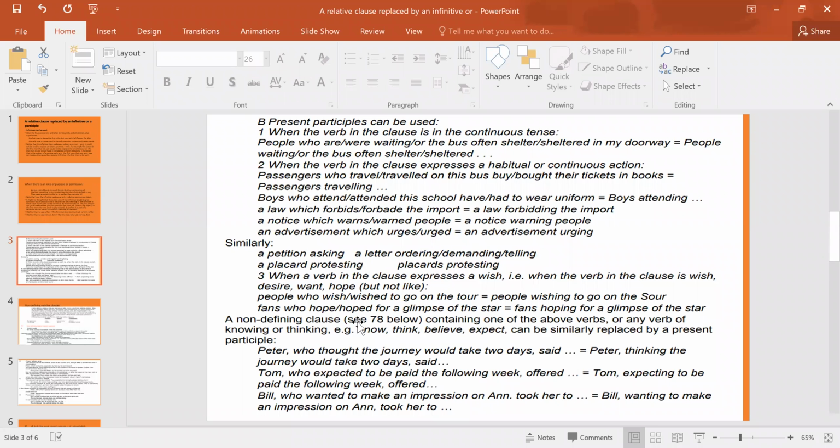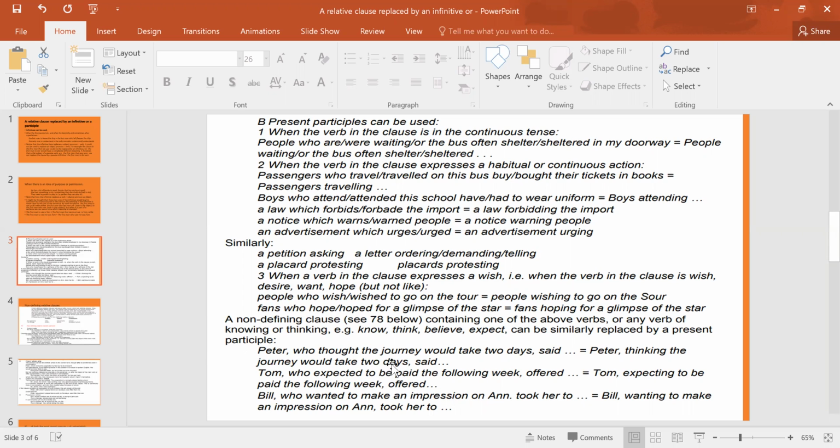A non-defining clause, you can see this in the next slide. All right. A non-defining clause containing one of the verbs above. Which verbs? The verbs like this: wish, desire, want, hope, etc. If they contain one of these verbs: wish, hope, desire, etc., or the verbs like know or think, believe, expect, etc., they can similarly be replaced by a participle. For example, Peter, who thought the journey. This is actually a non-defining clause. We will define it in the next class. Sorry, in the next slide.